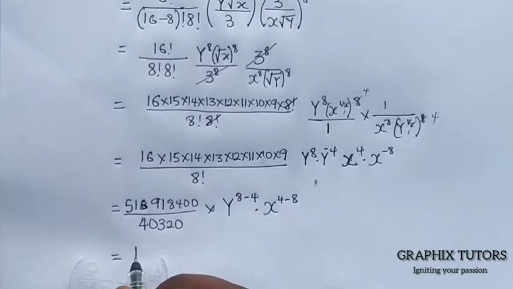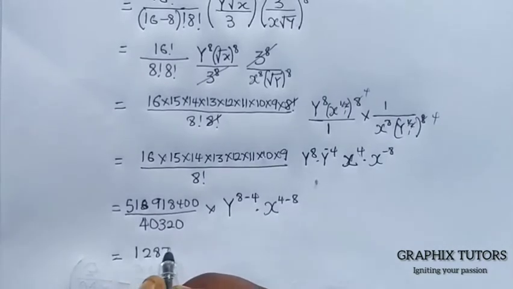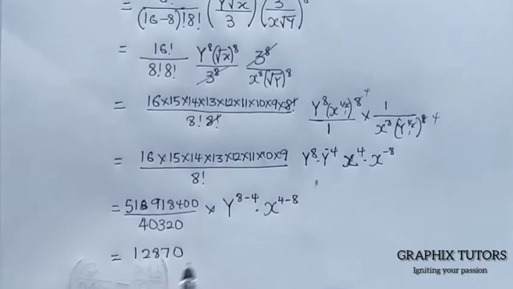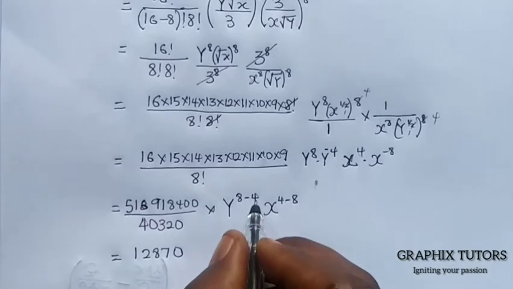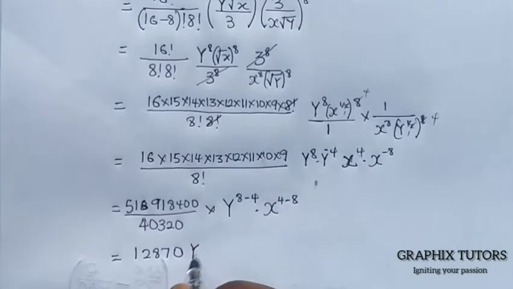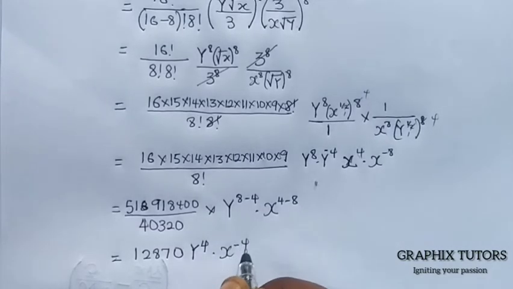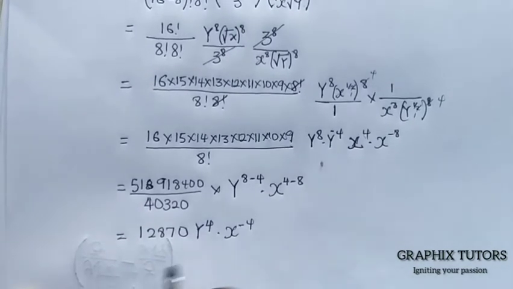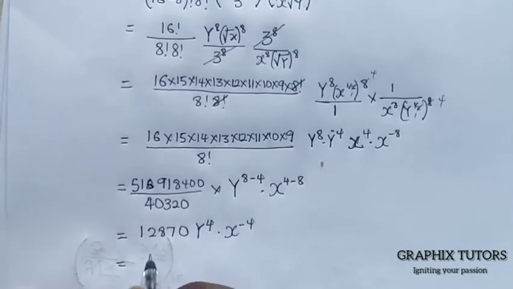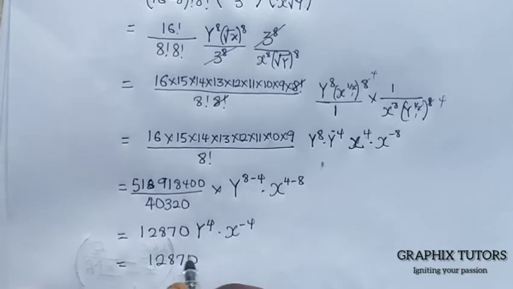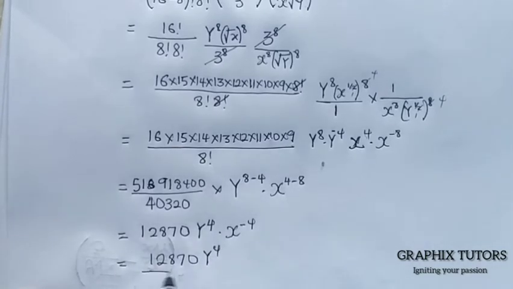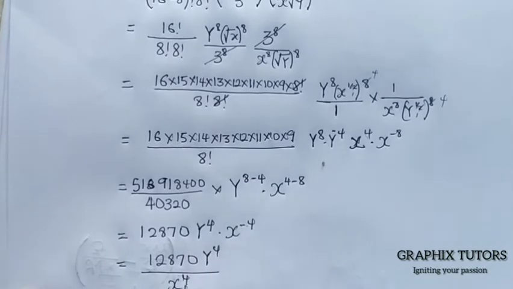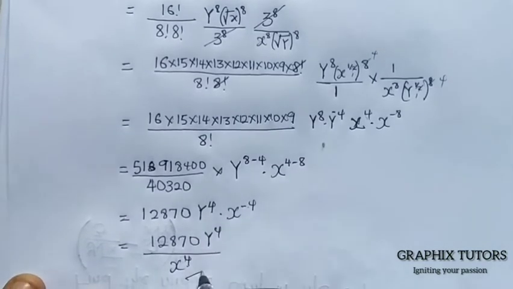12870, right? 8 minus 4 is y^4, times what? x^-4, because 4 minus 8 is what? Minus 4. So in the long run, my middle term will give me 12870 y^4 all over what? x^4. The x^-4 is negative, coming down becomes positive. So this is my answer.